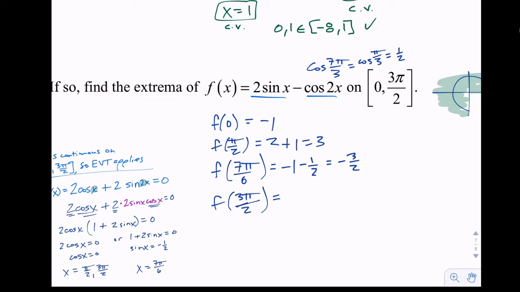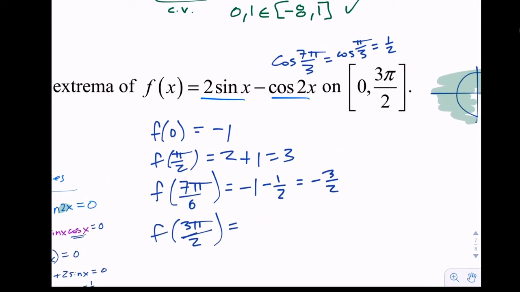Kind of fun. And then finally, 3 pi halves, I plug it in. Sine of 3 pi halves is negative 1 times 2 is negative 2. And once again, I'm going to have to get a coterminal angle here because when I multiply 2 times 3 pi halves, I get 3 pi. But 3 pi is coterminal with what? Here's 1 pi, 2 pi, 3 pi is coterminal with pi. So it's the same as cosine of pi, which is negative 1. So minus negative 1 is plus 1, and we get negative 1. Whew. That was kind of fun.